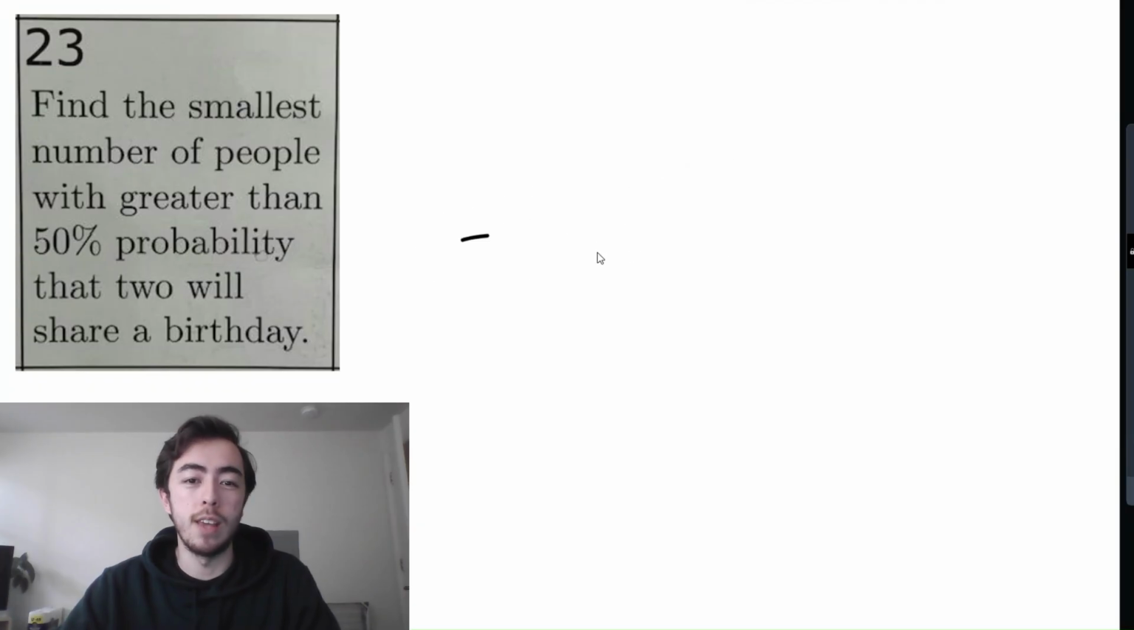There's so many ways to have two people sharing a birthday that I think it's easier to think what's the probability of no one sharing a birthday. And that's what I'm going to explore first with a few simplifications, I suppose.